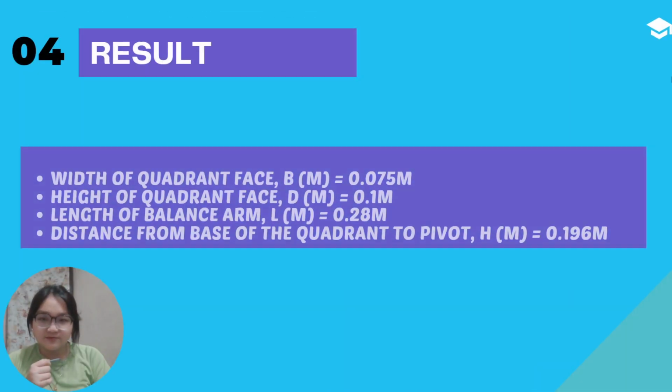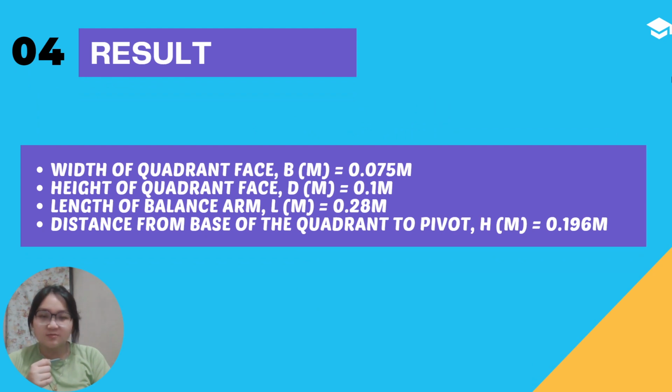The width of the quadrant face B was set at 0.075 meters, the height of the quadrant face D at 0.1 meters, the length of the balance arm L at 0.28 meters, and the distance from the base of the quadrant to the pivot H at 0.196 meters.